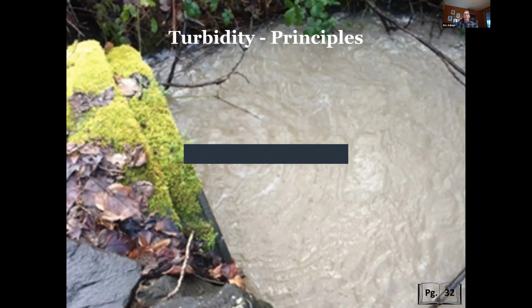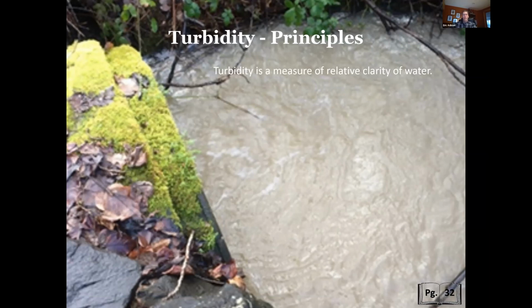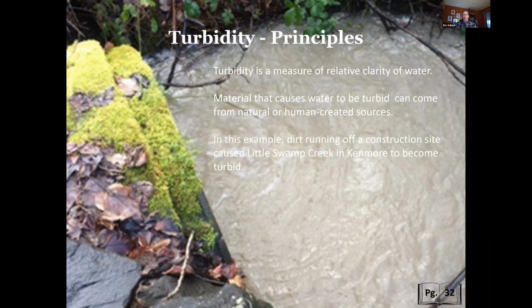Okay, the next variable that we're going to talk about is turbidity. Turbidity is a measure of the relative clarity of water, so higher turbidity means lower clarity. Turbidity can come from natural or human-caused sources. In this example, dirt was running off a construction site and ending up in a creek, Little Swamp Creek in Kenmore, and caused it to become very turbid. That's what an example of turbid water looks like.